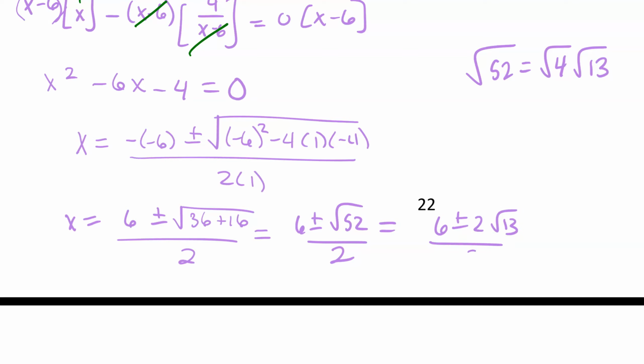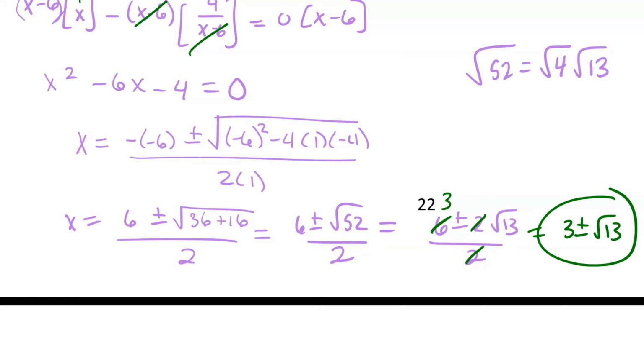And once I have that, I can divide every single term by 2. So this is 3 plus or minus root 13. Here are my answers. We have to make sure they're not extraneous. Is either one of these answers our restriction? No, these are not 6. This is not equal to 6, so we're good. Those are our 2 answers. That's it.